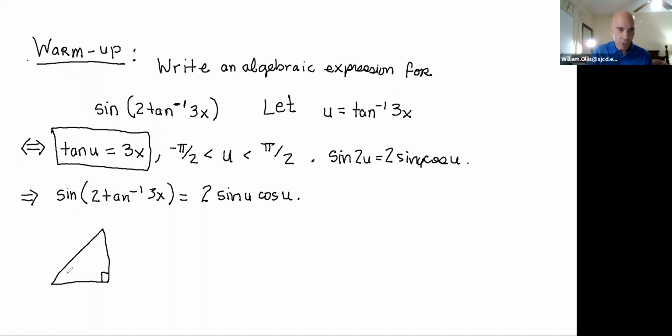So now we have a u here. And then the tangent is opposite over adjacent. So this will be 3x, and this will be 1. Now, of course, by the Pythagorean theorem, the hypotenuse will be the square root of the sum of these squared. So let's go ahead and write that in. Square root of 1 squared is 1, plus 3x squared is 9x squared.